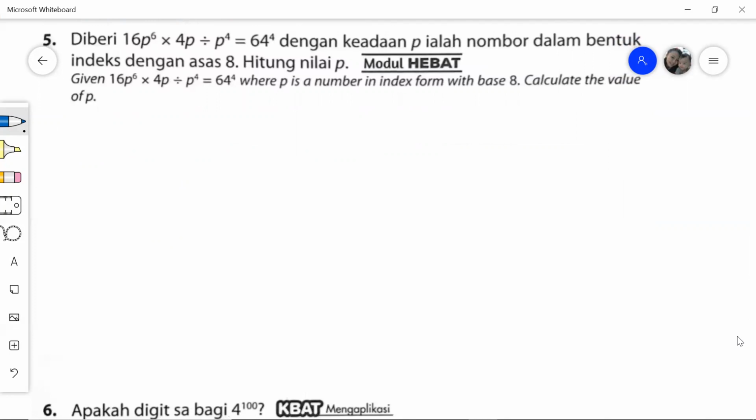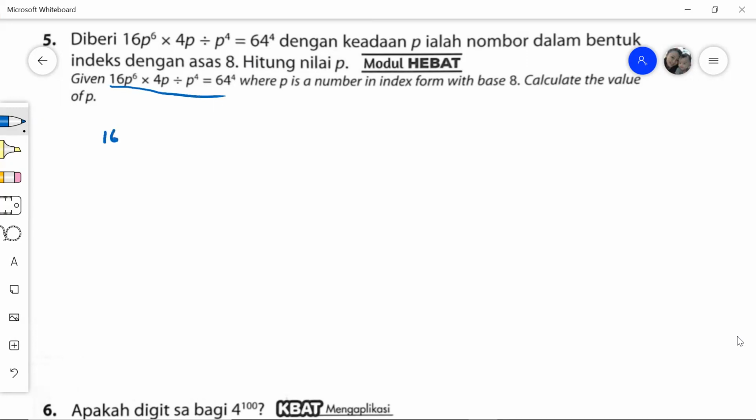Okay, so let's move on with number 5. We are given 16p to the power 6 times 4p divided by p to the power 4 equals 64 to the power 4, with p in index form with base 8. Now, let's solve this one first.